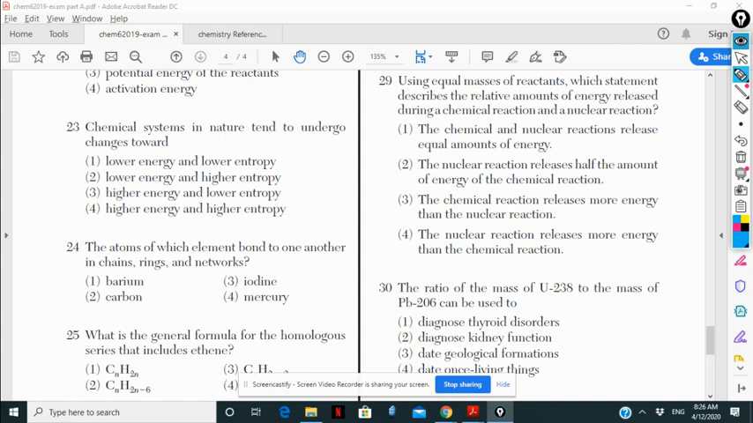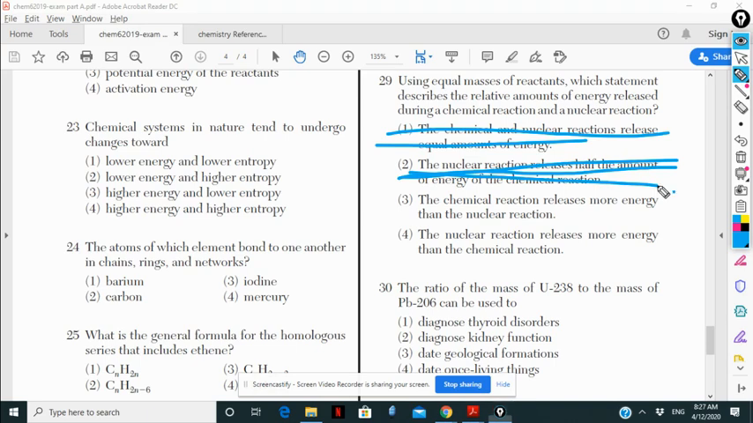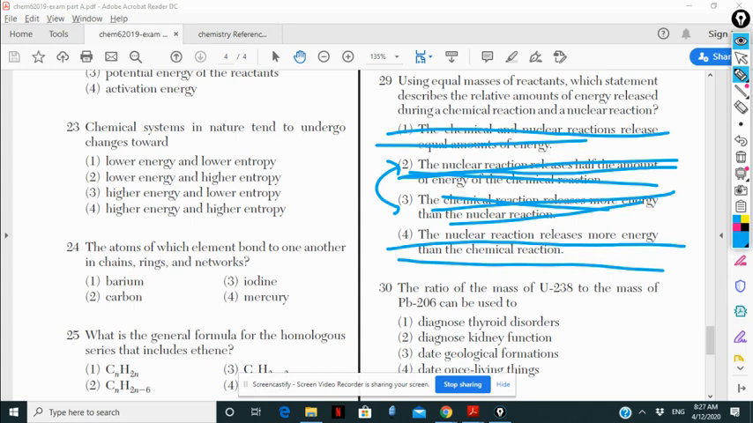The first one says the chemical and the nuclear reaction release an equal amount of energy. That's incorrect. Otherwise, any chemical reaction in the lab is going to make all that destruction. The nuclear reaction releases half of the amount. No, because I said the nuclear is more. The chemical reaction releases more. That's incorrect. And if you're looking, 2 and 3 are the same statement with the words rearranged. The nuclear reaction releases more energy, so that's the answer number 4.